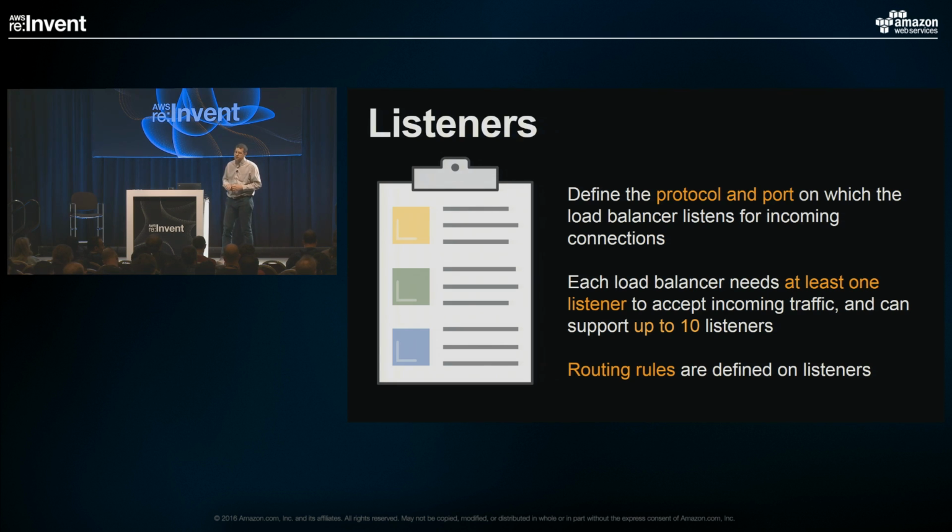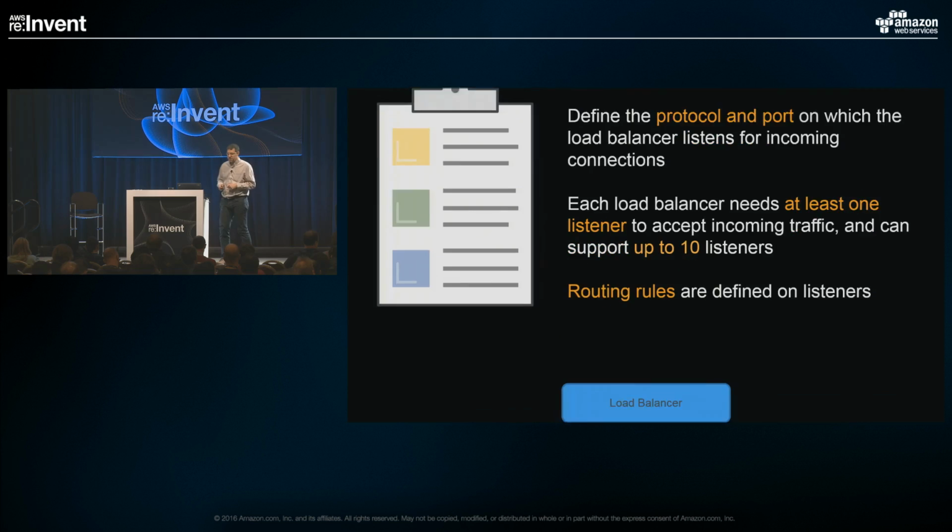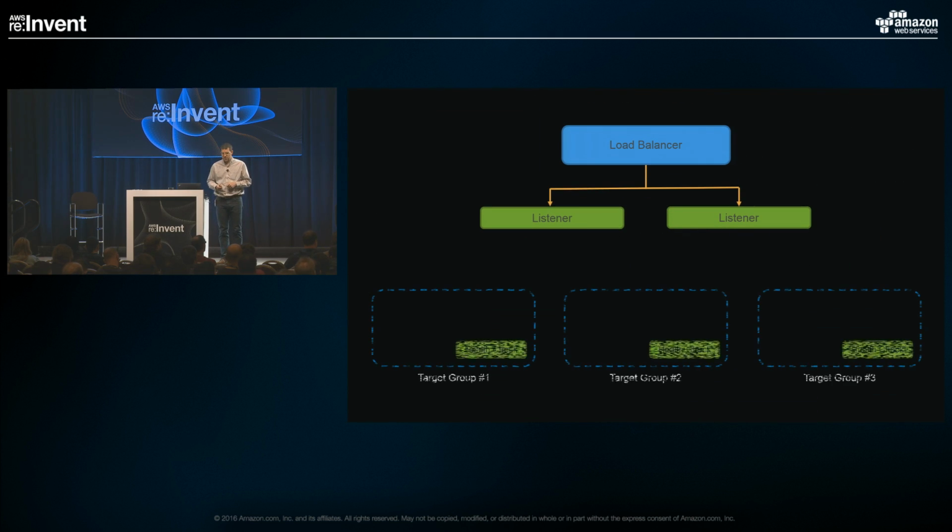Right? If you need more than that, obviously just like EC2 instance limits, you can always come and talk to us and we'll see if we can raise it for you. Routing rules, the ability to route, this content-based routing, path-based routing, are defined on your listeners. Right? So we all got what listeners are. So let's go to the next.